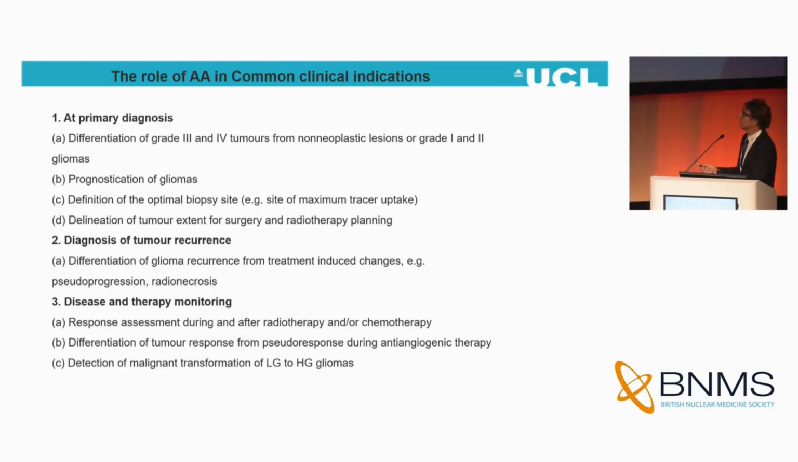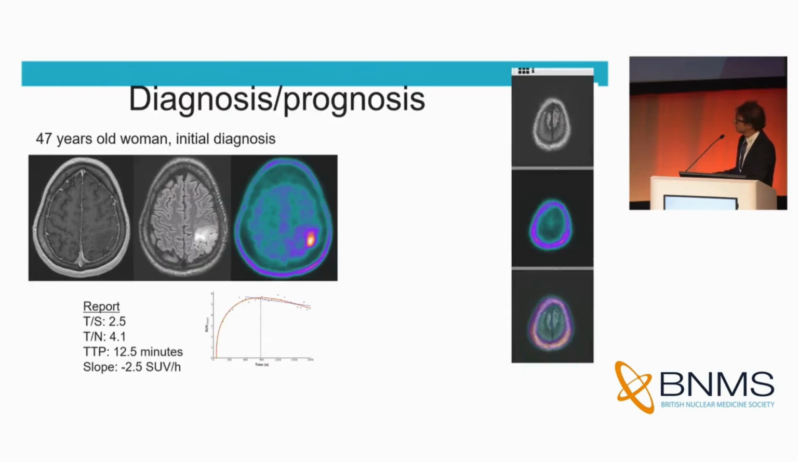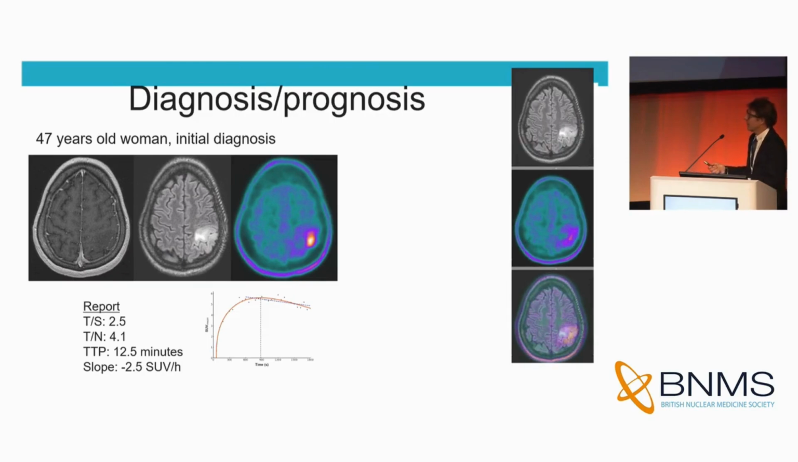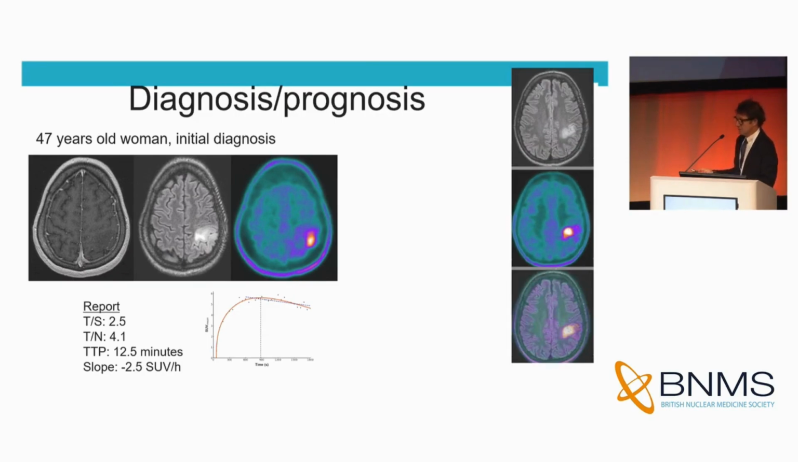So what is the most common clinical indication for amino acid PET? At primary diagnosis, in tumor recurrence, for differentiating glioma from treatment-induced changes, in therapy monitoring, and eventually in evaluating malignant transformation of low-grade to high-grade gliomas. This is a common example.